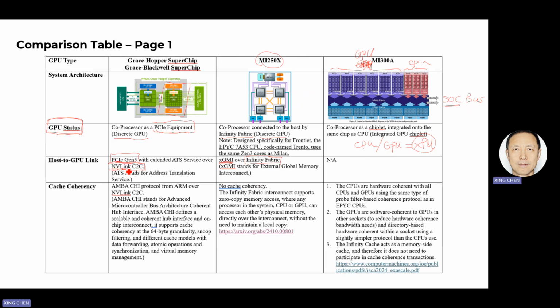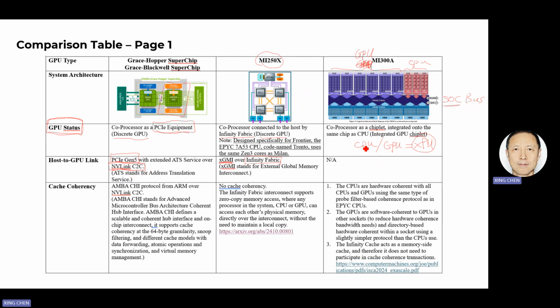Okay, so I just want to mention that on top of this NVLink C2C, besides this PCIe protocol, there is also the extended ATS service. ATS is basically part of the PCIe protocol, but this is kind of an extended ATS service. So on top of this NVLink, you have these two things.